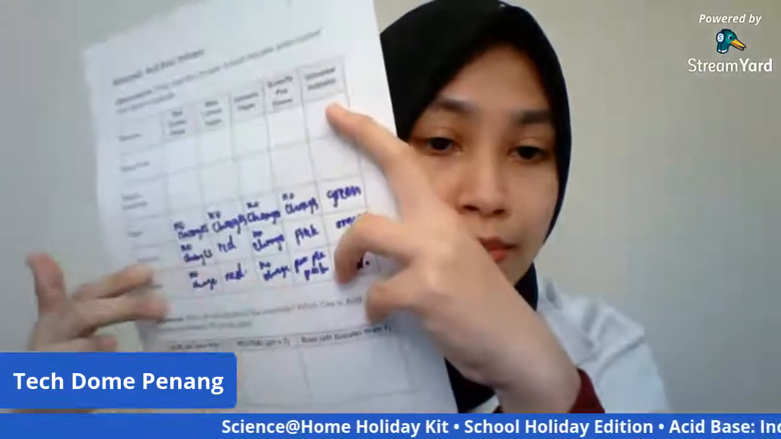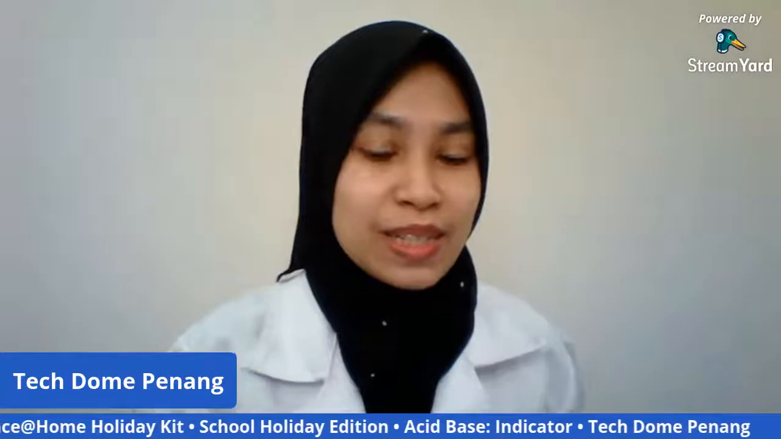Now you will be able to notice from the result that you have for citric acid and vinegar, that the result is almost the same. The color change is almost the same because they are both actually acid. That's why they change into the same color, because they have the same properties, the same characteristic. They are both acidic solution, acidic substance. Okay, so now we are done for citric acid and also vinegar.